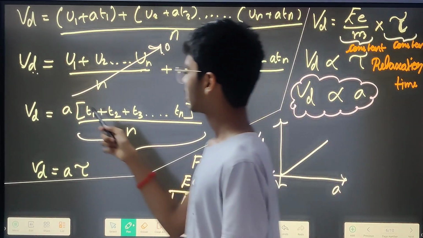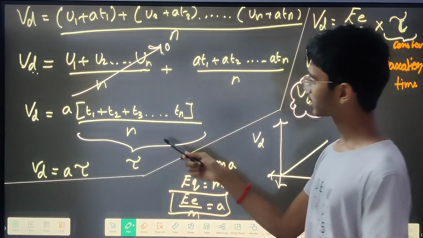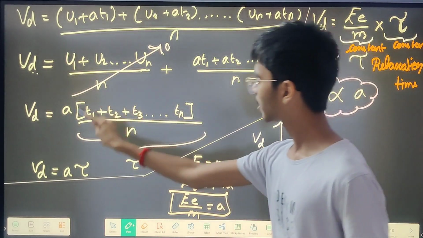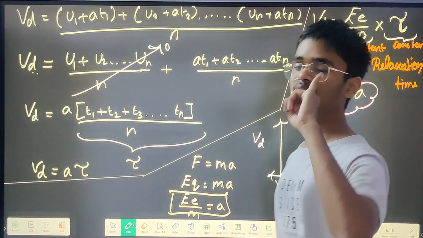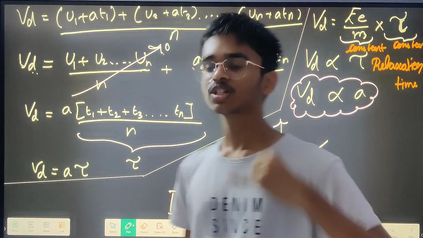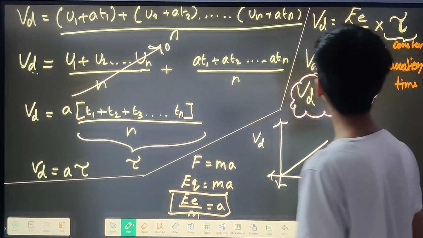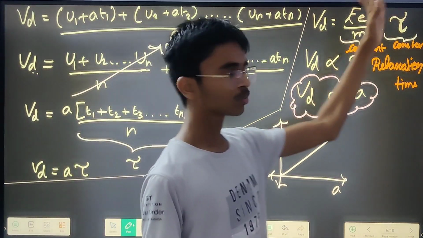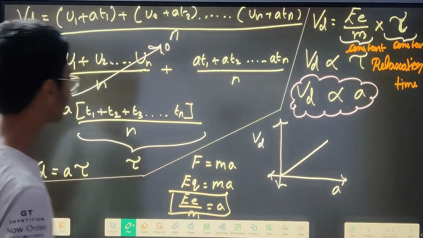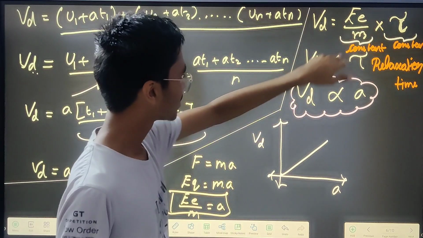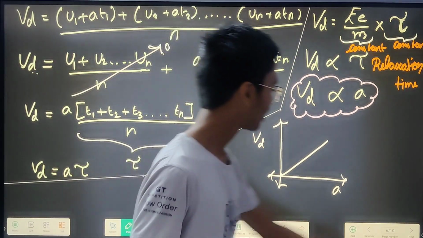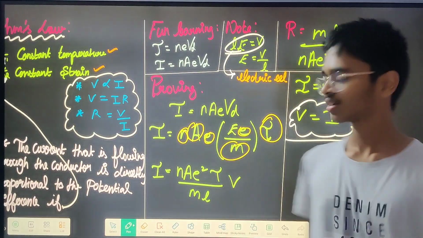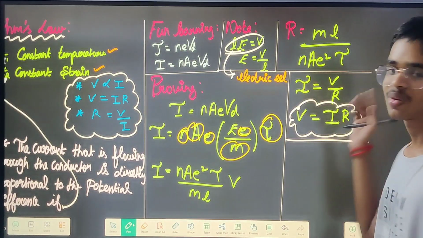So it's actually A into (T1 plus T2 plus T3 up to Tn) divided by n. Here this (T1 plus T2 up to Tn) whole divided by n is actually tau. Next, Vd is equal to capital E small e whole divided by m into tau. So from this formula we have got the relations that we are discussing, where we have come to know that resistance is equal to ml by ne square tau.